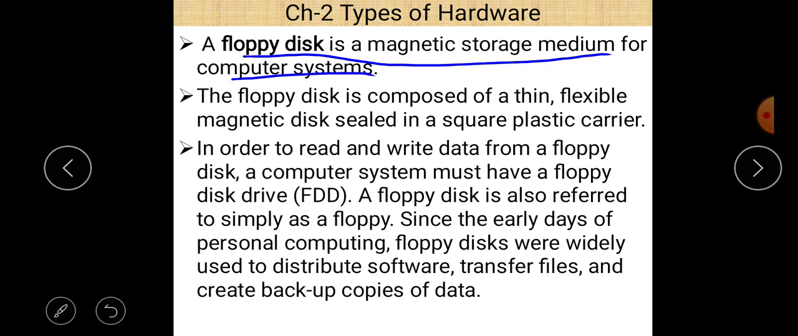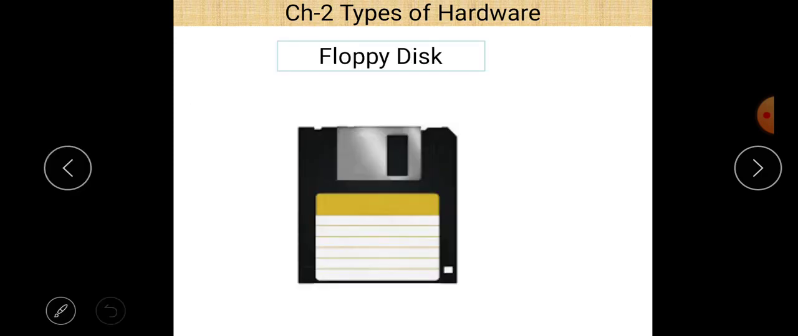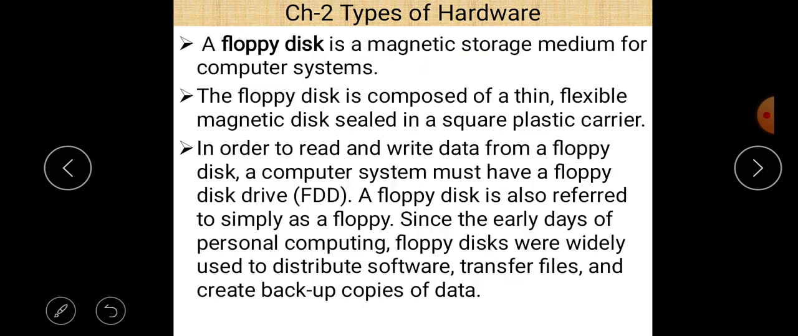And the floppy disk is composed of a thin, flexible, magnetic disk sealed in a square plastic carrier. You can easily see that it's a square plastic carrier. In order to read and write data from a floppy disk, a computer system must have a floppy disk drive. Without this, you are not able to read the data of a floppy disk. A floppy disk is also referred to simply as a floppy.